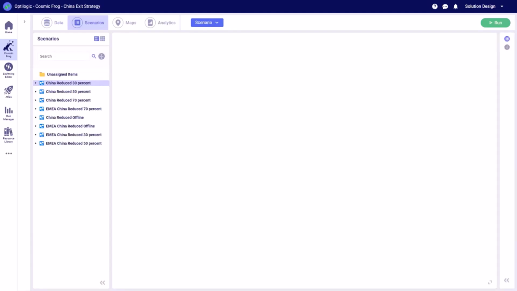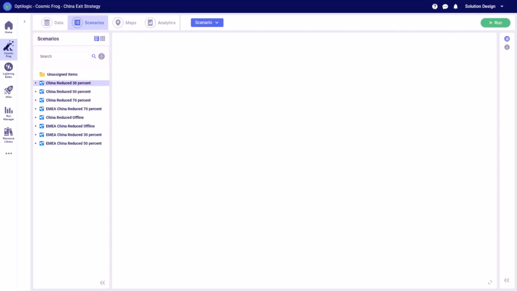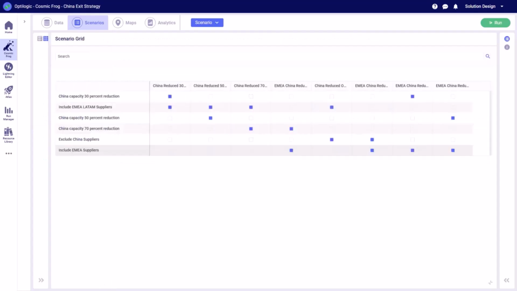Now we navigate over to scenarios where we can ask and answer our what-if business questions. Questions we are interested in are: what if our Chinese suppliers' capacity reduces by 30%, 50%, 70%, or if China goes offline entirely? We can ask these questions by setting up scenarios and scenario items to accomplish those actions. In this case, when China is reduced to go entirely offline, we exclude all of the Chinese suppliers from the model. Another helpful option while you build scenarios is the scenario grid, where you can dynamically build your scenarios.